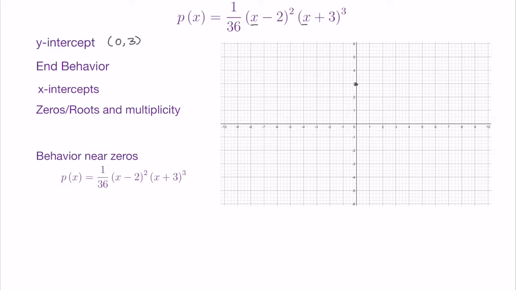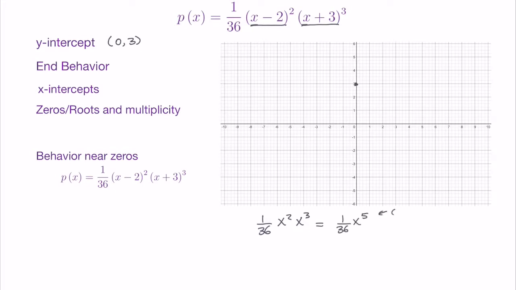The end behavior is the leading term of the polynomial, and we get it by multiplying the highest powers of each piece, like this. We do 1 over 36. The highest power of this factor is x squared. The highest power of this factor is x cubed. So the leading term is 1 over 36 times x to the 5th power.